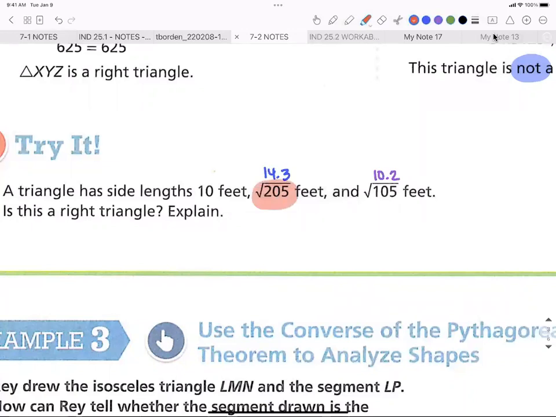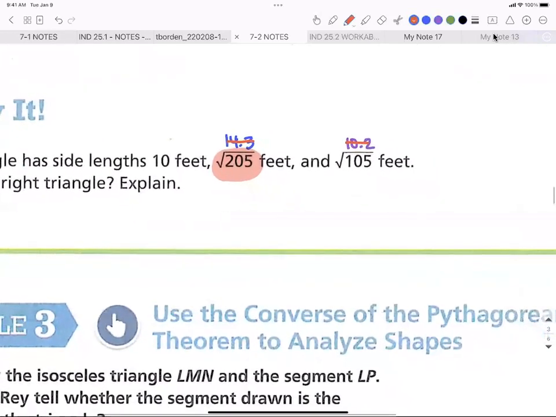Now that we know the bigger ones, now that we know what's bigger, we're not going to use these. Okay, now those are gone. Those were just a tool to say which one is bigger. Now we're not going to use those rounded numbers, because now we're trying to prove something, so we have to be exact. We can't use rounded.